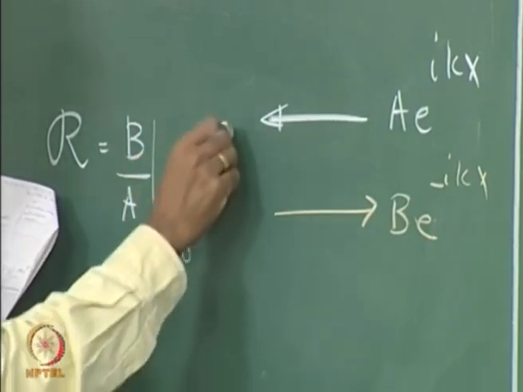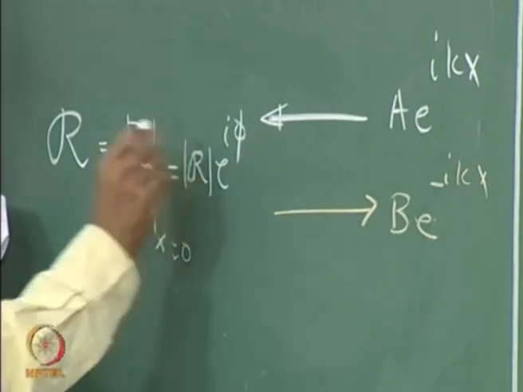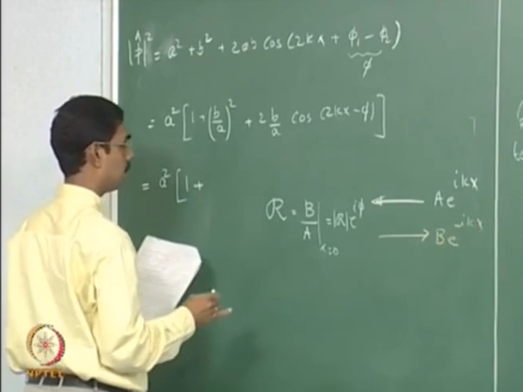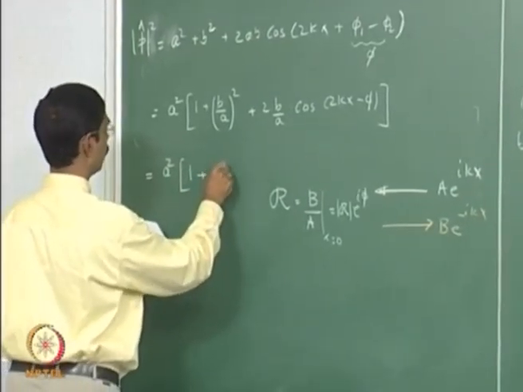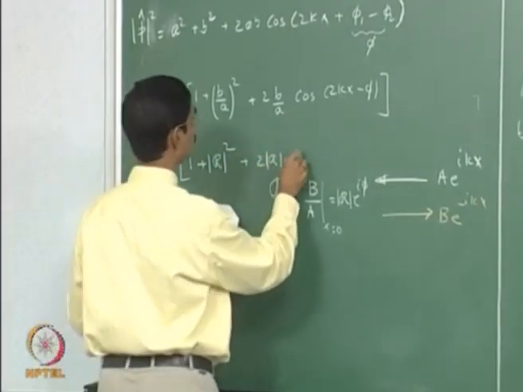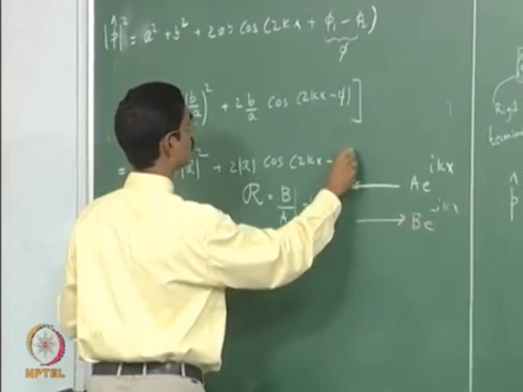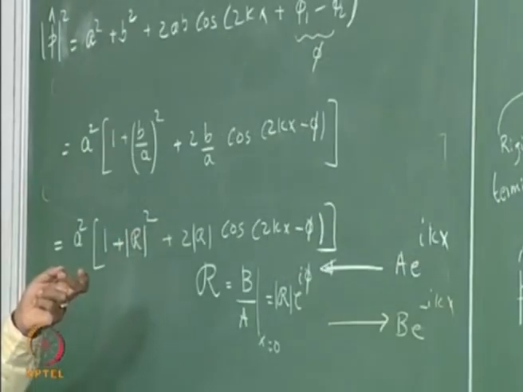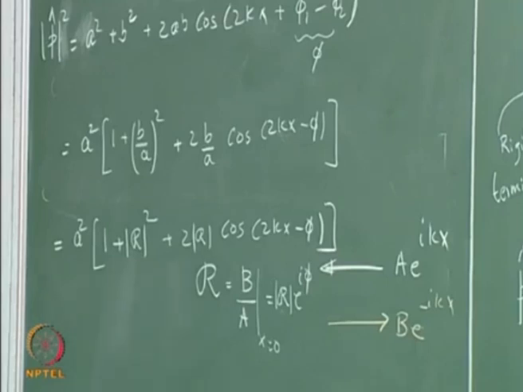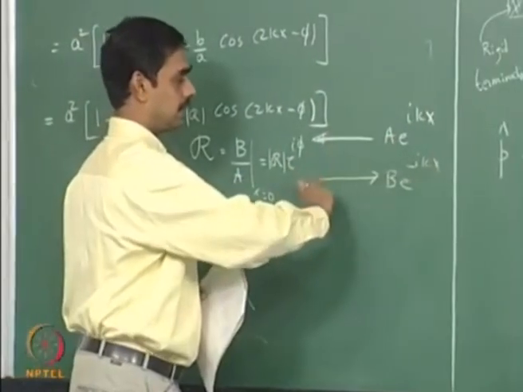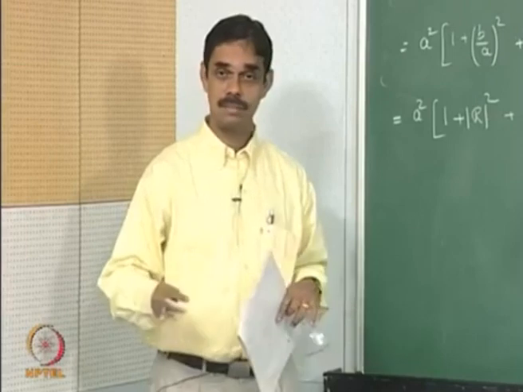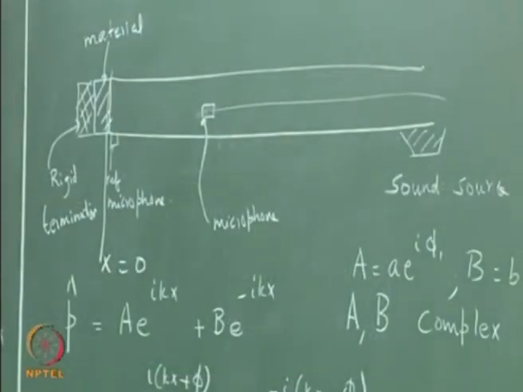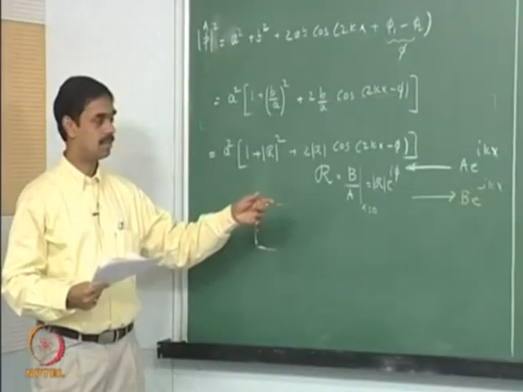This can be written as, so this would be a squared into 1 plus... Now I have rewritten the expression for the standing wave in terms of a reflection coefficient. So that is another way of writing the admittance or the impedance, in terms of saying that I send in a e power i k x, b e power minus i k x comes out, and let us put our coordinate system such that this termination is at x equal to 0, and then a reflection coefficient can be defined as this complex number b divided by the complex number a. So this is the equivalent definition of defining admittance.